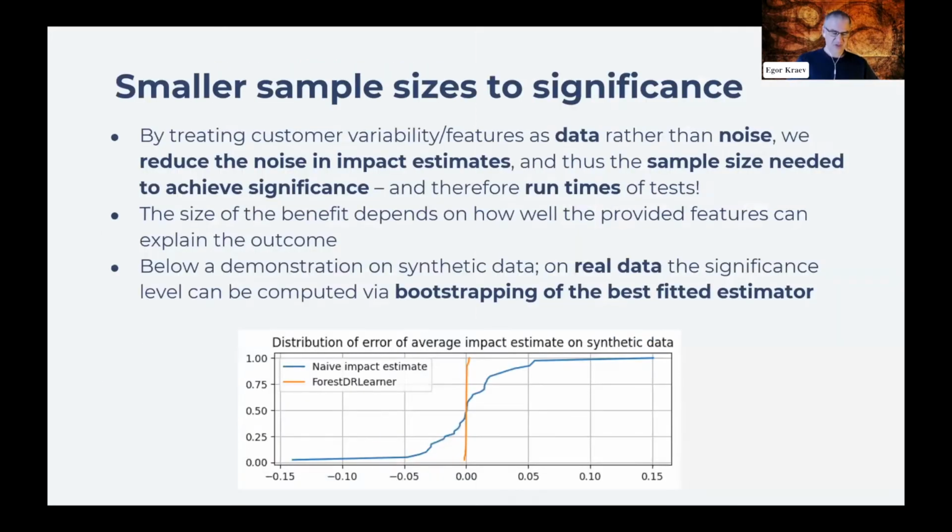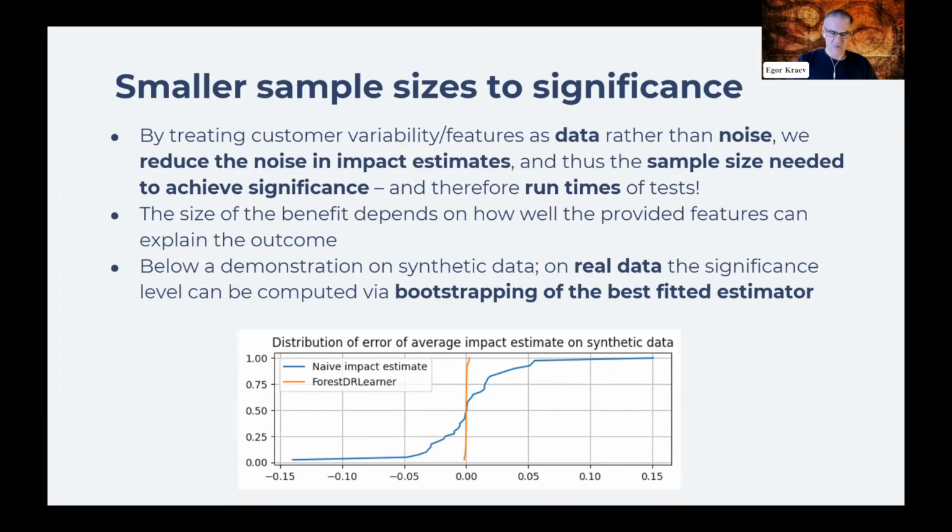The other good thing that can come out of this is that by treating customer variability as data, you get sharper estimates for your impact, even for the average impacts. Let's suppose you don't care about segmentation, you just want to know the average impact. But even for average impact, because you're now using your customer features as data, you get sharper estimates. And sharper estimates mean a smaller sample size is significant, and therefore shorter runtimes for tests for significance.